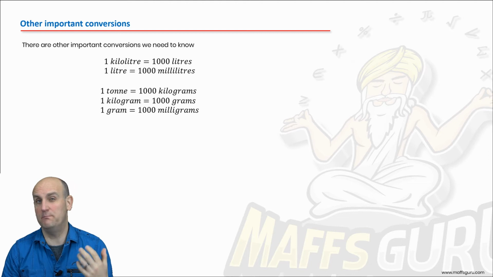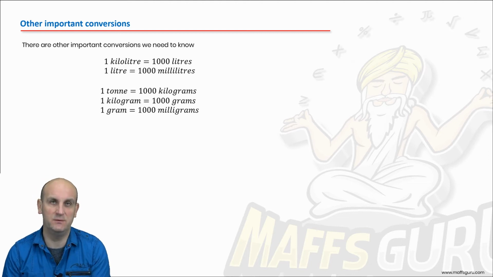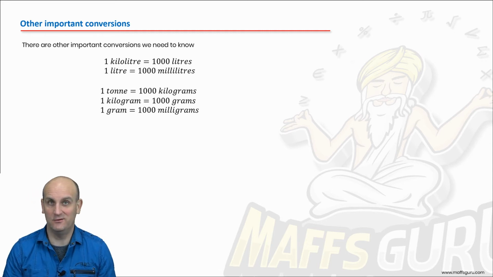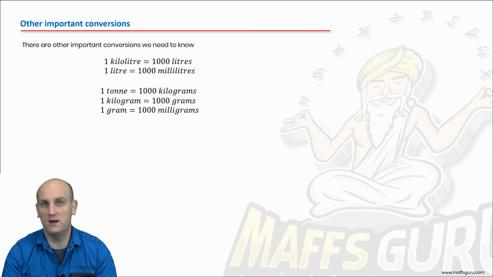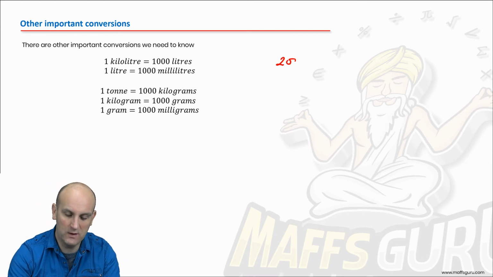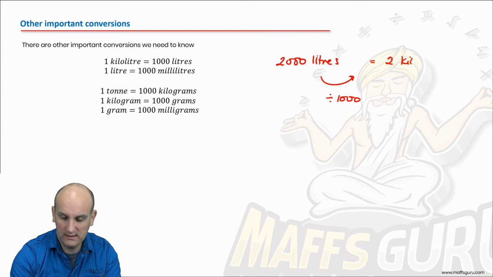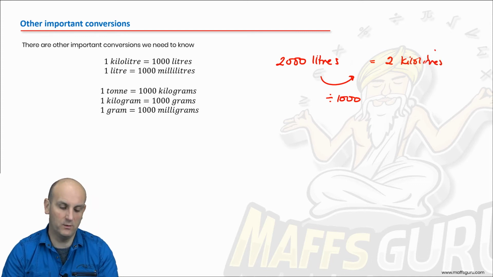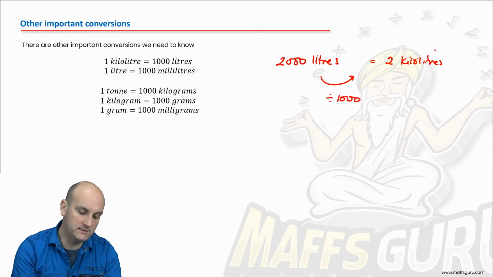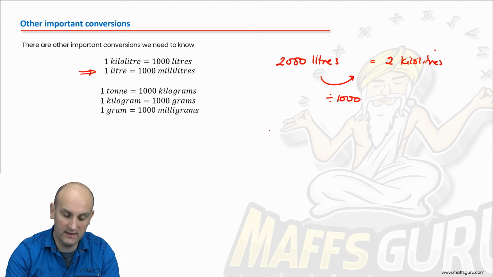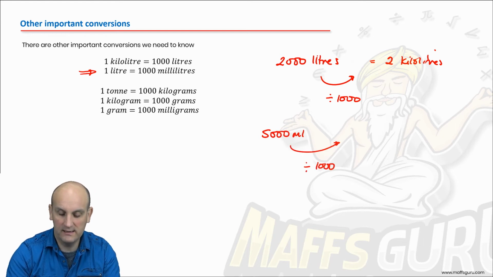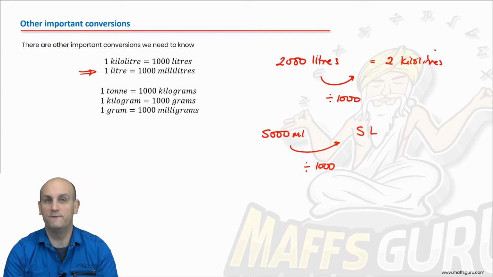Okay, there are other important conversions that I would just put in your summary book. Remember them if you can, or just know that they're there. So 1 kiloliter is the same as 1,000 liters. So if I had something that was 2,000 liters, for example, I would divide that by 1,000, and that would give me 2 kiloliters. So that's 1, what else? 1 liter is 1,000 milliliters. This one here is used ever such a lot. So again, if I had 5,000 milliliters, if I divide that by 1,000, I get 5 liters of fluid.